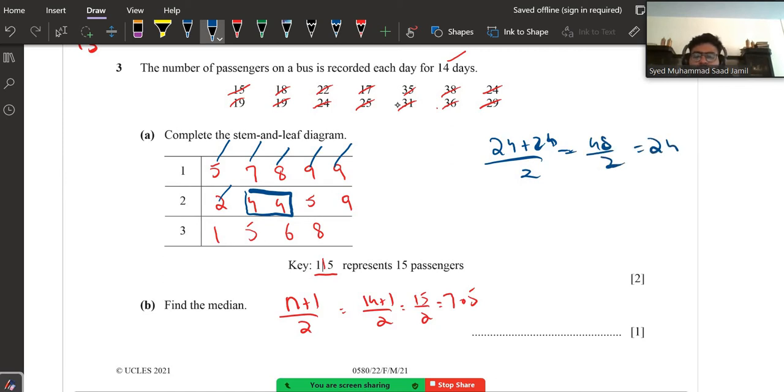It's again 24. The reason why I showed this working is if the numbers were different, 24 and 25, you would still have to repeat the process. So the answer is 24.